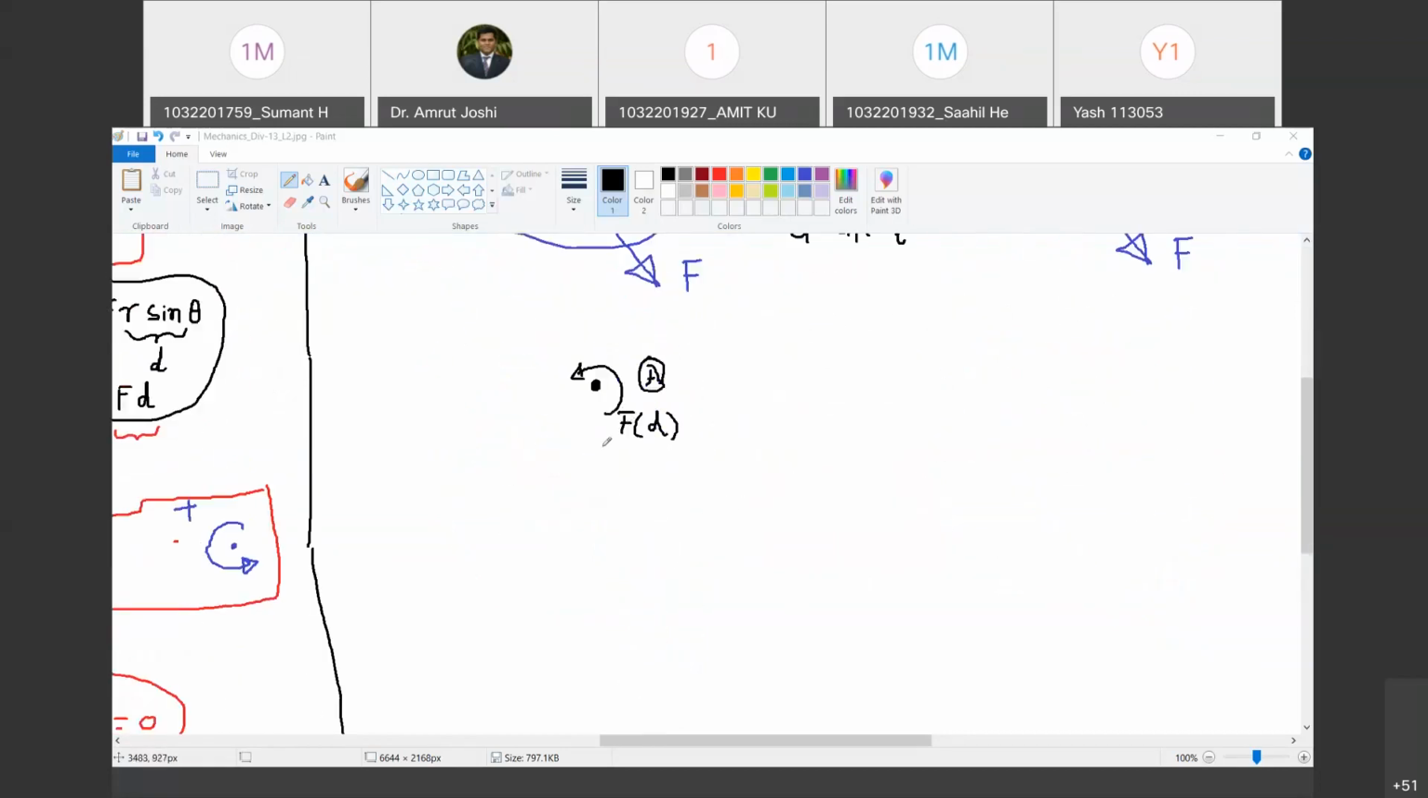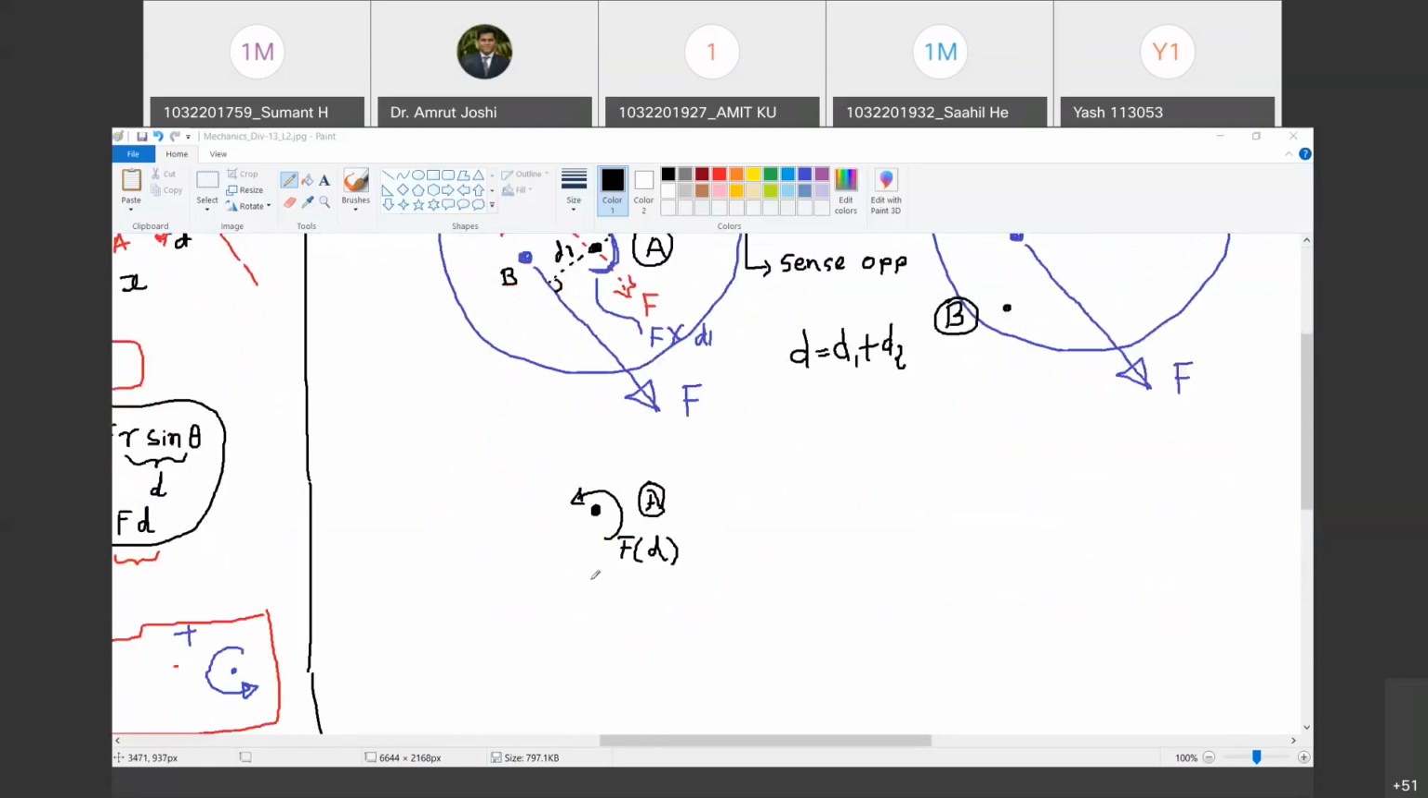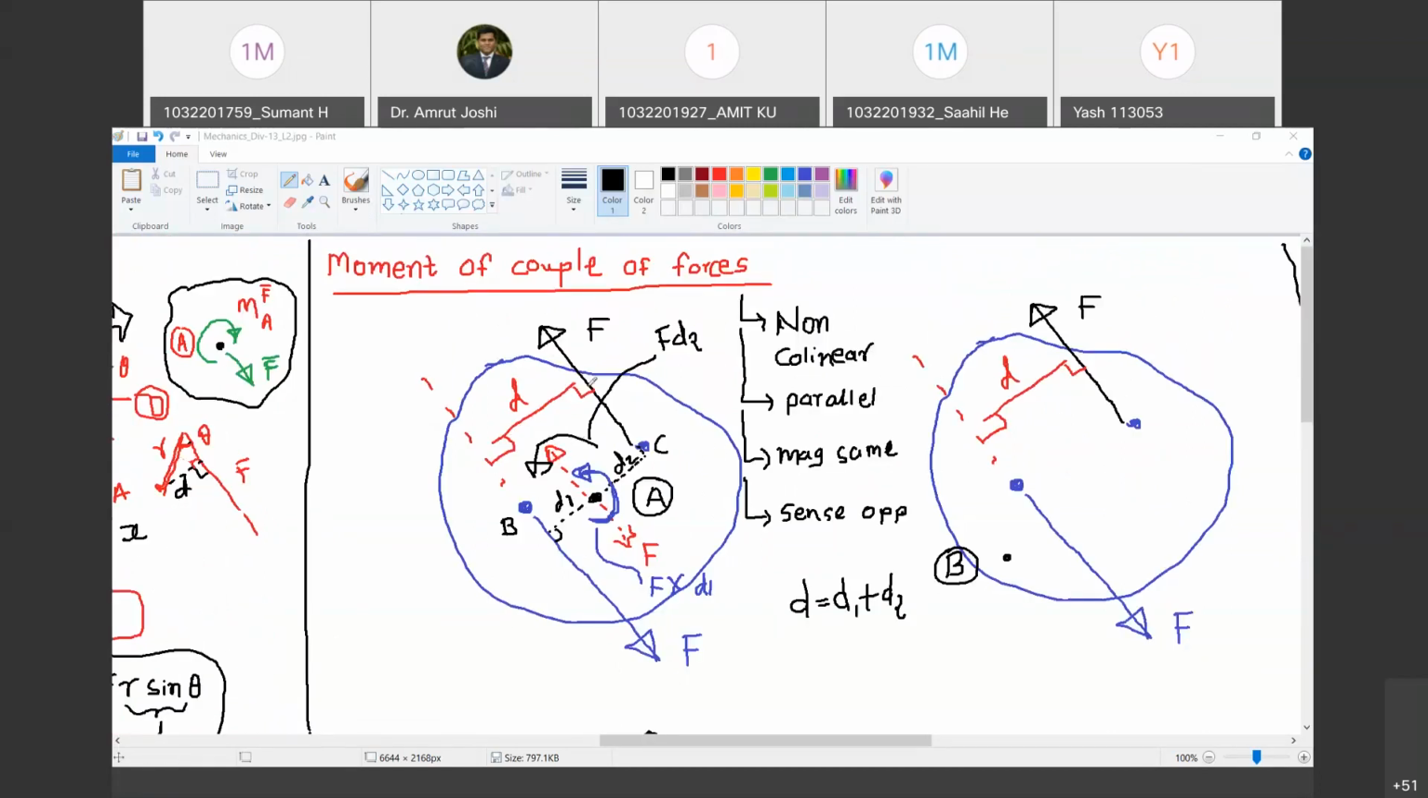So what is the effect of these two forces at A? It is pure rotation under the moment F into D. Happy? Yes, sir. And how did I find out F into D? D is nothing but the perpendicular distance between lines of actions of two anti-parallel forces. Happy? Yes, sir. Now I'm going to do an interesting exercise.